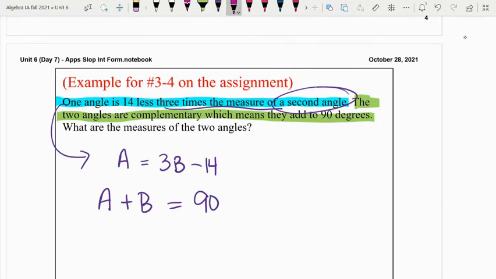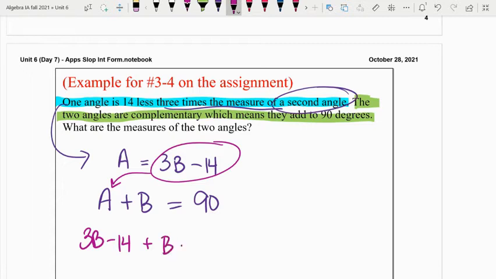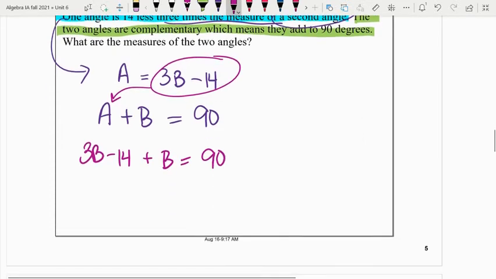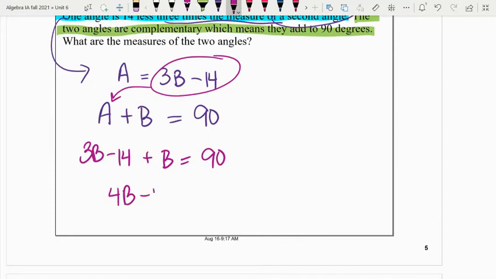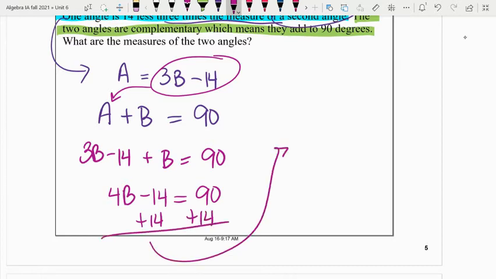I'm going to solve this by substitution. So I'm going to circle this A and substitute in there. So 3B minus 14 plus B equals 90. Combine like terms, so 4B minus 14 equals 90. Add 14 to both sides. So I get 4B equals 104. Divide by 4. So B equals, what's that? 104 divided by 4. 26 degrees for angle B.